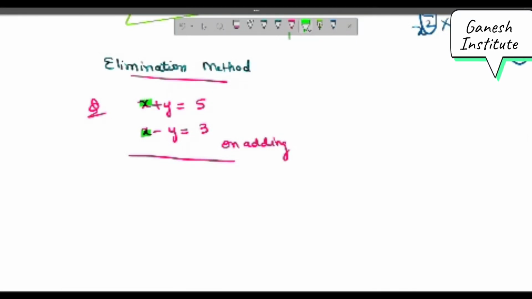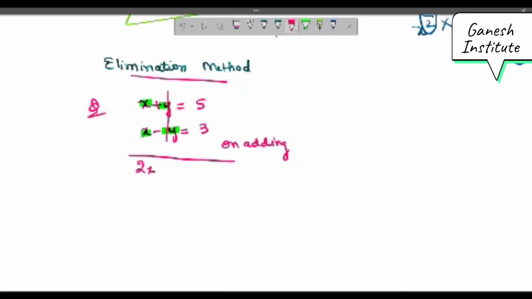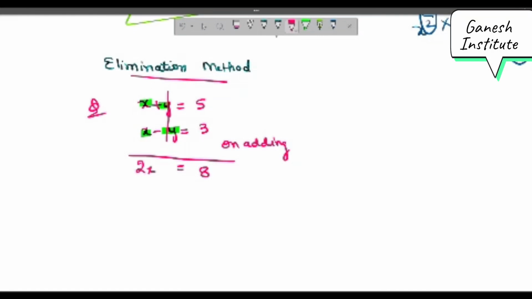This x and x will become 2x. And then this y plus y and minus y will be cancelled. And then 5 plus 3 becomes 8. This is how we can eliminate one of the variables. Now it's pretty simple. What will be x? You would just divide it by 2, so 4.